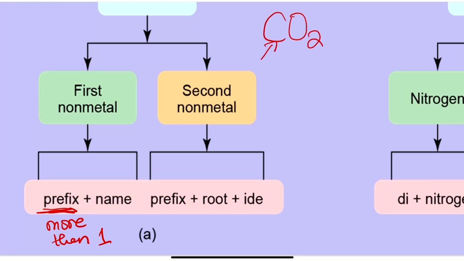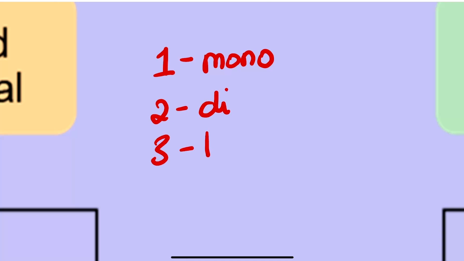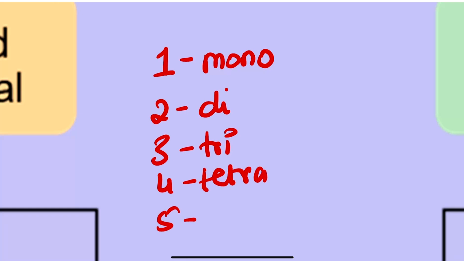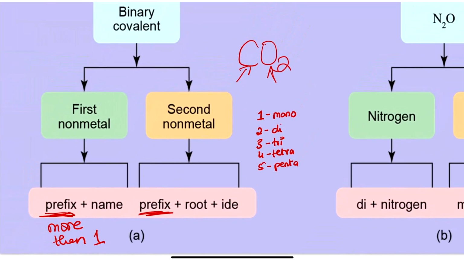Because carbon is 1, we do not use a prefix. And the second one, because it's more than 1, and even if it was just 1, for the second one, you will use a prefix regardless. Even if it's 1 or more, there will always be a prefix. What are these prefixes, by the way? In chemistry, we have prefixes for saying 1, 2, 3, 4, 5. So 1 is mono, 2 is di, 3 is tri, 4 is tetra, and 5 is penta, and so on and so forth. The first 5 are the most important and the most commonly used.